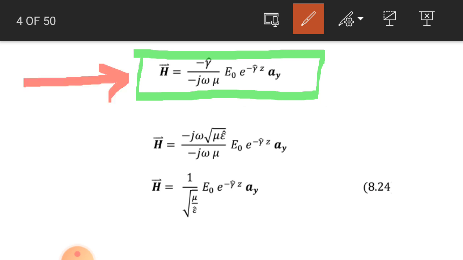We put the value of gamma k in this particular equation. We know that gamma k is basically equal to j omega under root mu epsilon k. So we put the value of the gamma k in this particular equation and we obtain this particular equation. The magnetic field intensity is equal to j omega under root mu epsilon k by minus j omega mu E naught into e raised to power minus gamma k z ay.